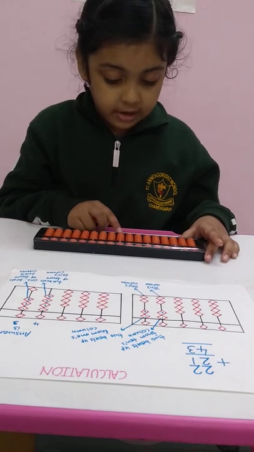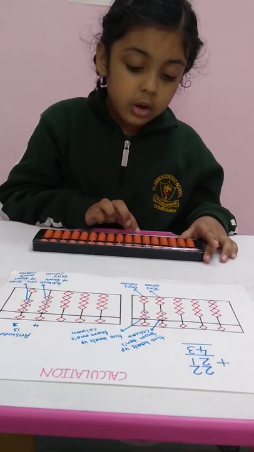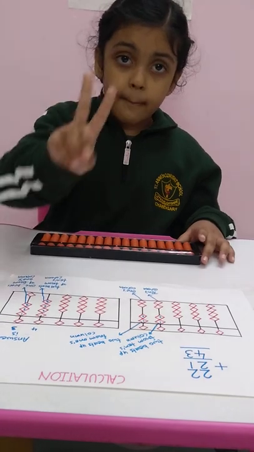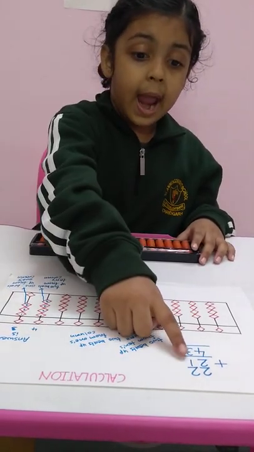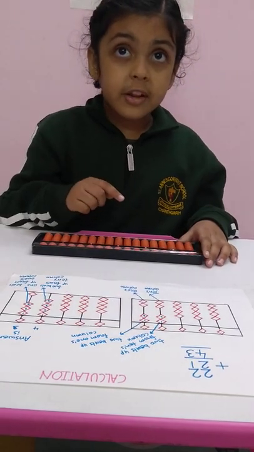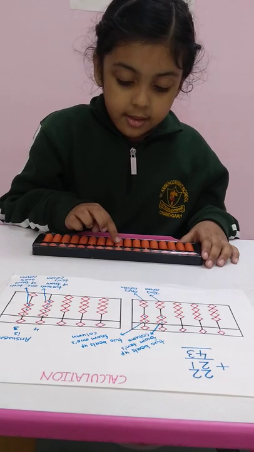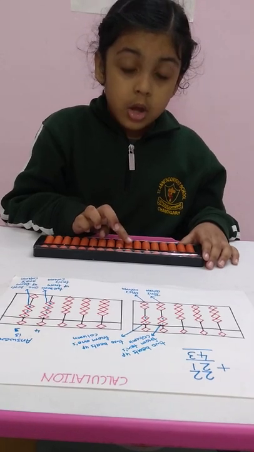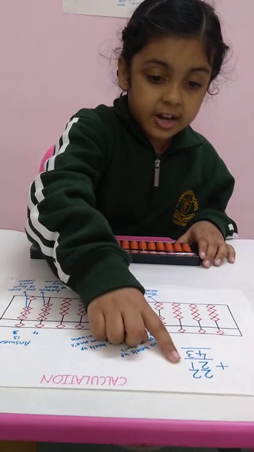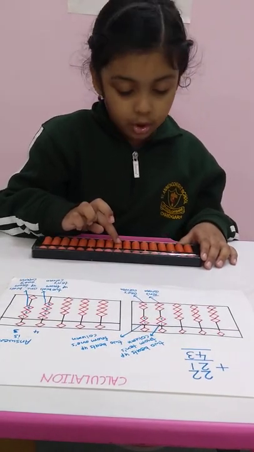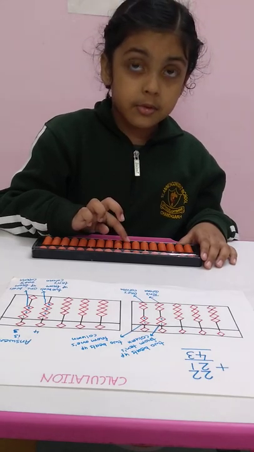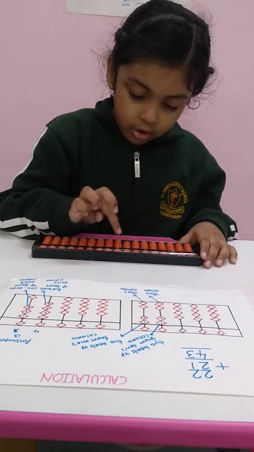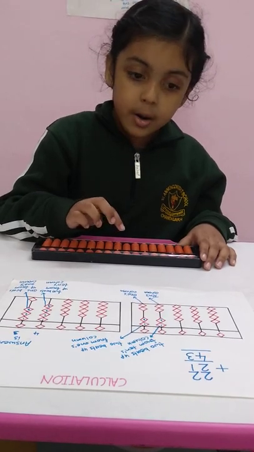This column is used for ones value, this column is used for tens value, this column is used for hundreds value and so on. If you want to add two numbers, 22 and 21, first we have to make number 22 by sliding up 2 beads from the ones column and sliding up 2 beads from the tens column. Then, we have to make number 21 by sliding up 1 bead from the ones column and sliding up 2 beads from the tens column. So, our answer is 43.